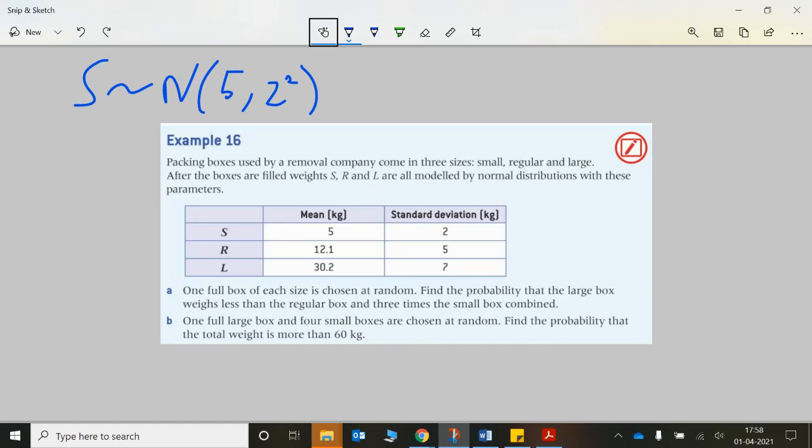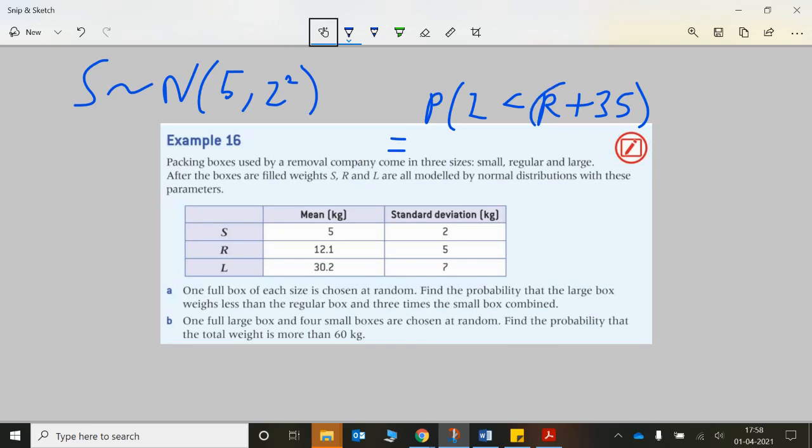I'll just try and write this one straight down. Find the probability that the large box weighs less than the regular box and 3 times the small box. When you're first looking at this, you're probably thinking, well, this is kind of nuts. I don't know what numbers to put in my calculator from this. It seems like there's lots of different distributions here. But there's one small trick to this, which is going to solve this question for you.